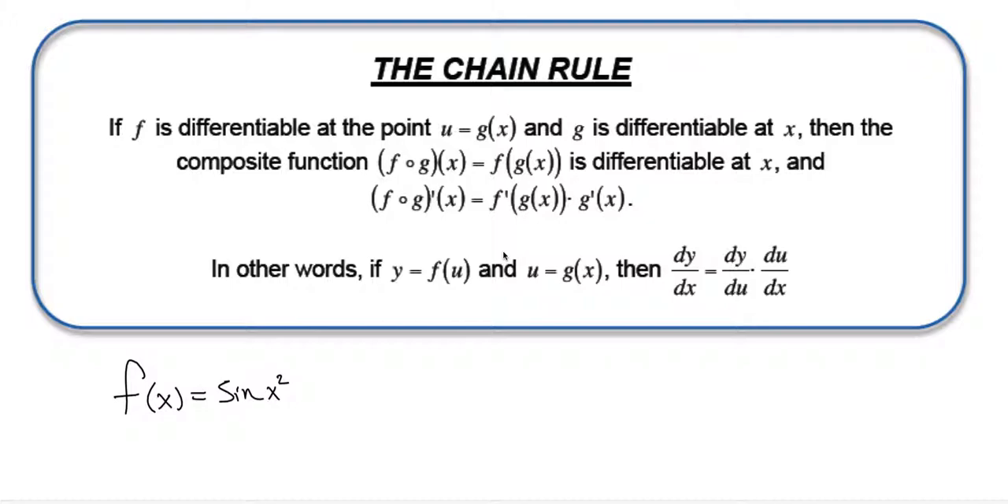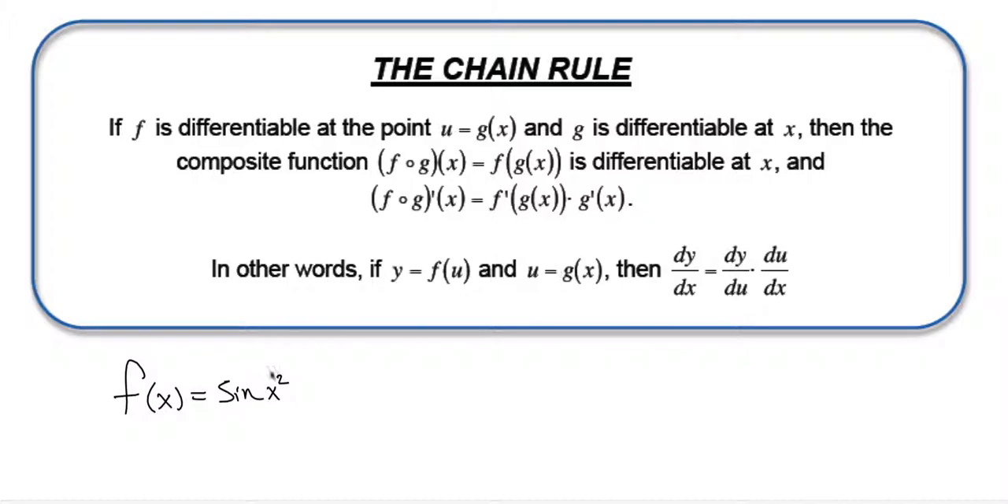So the chain rule states that if f is differentiable at the point u, where u equals g of x, and g is differentiable at x, then the composite function f of g of x is going to be differentiable at x, and that f of g prime is going to be f prime of g times g prime of x. Really what that means is that if we have y equals f of u, and then u is some other function g of x, then the way we take the derivative of y with respect to x is by taking the derivative of y with respect to u times the derivative of u with respect to x.